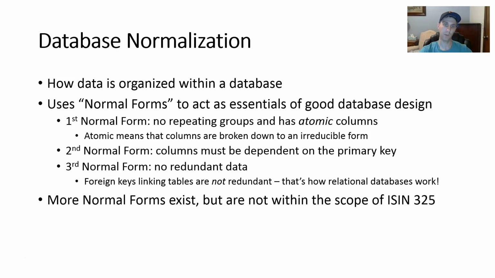A second normal form is that columns must be dependent on the primary key. So let's take that student table I was just talking about and say we have the last name and first name, which is atomic, and that's good, and we might have address, city, state, and zip code on there, and that makes sense because that's all dependent on the primary key.